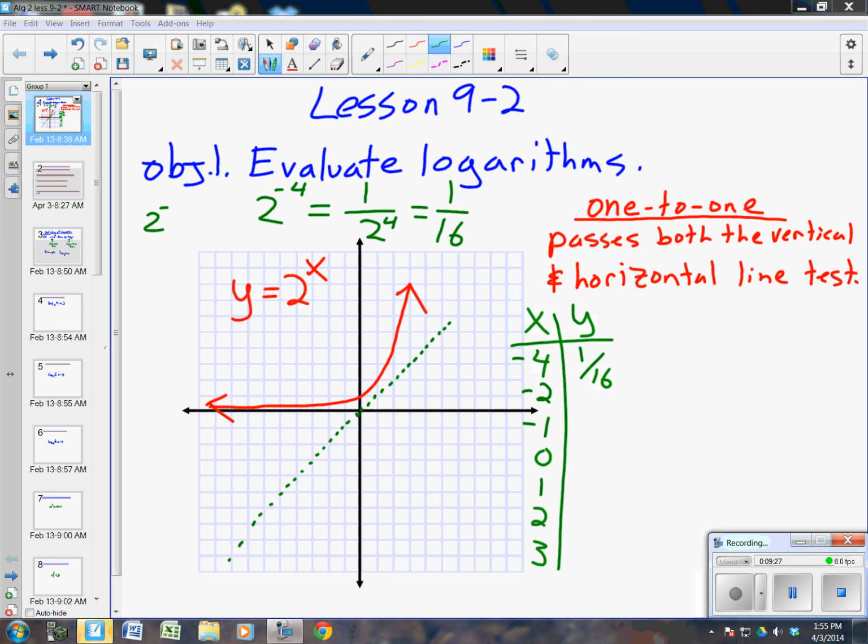So what's 2 to the -2 power equal to? 1 over 2 to the 2nd, which is 1/4. What is 2 to the -1 power? 1/2, right? What is 2 to the 0 power? 1. Anything to the 0 power is 1. What's 2 to the 1 power? What's 2 to the 2nd power? What's 2 to the 3rd power?